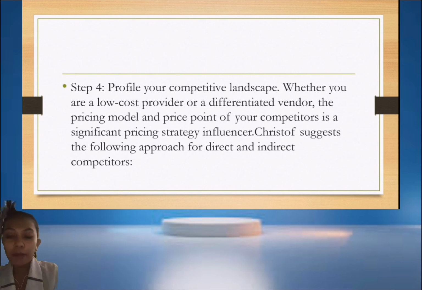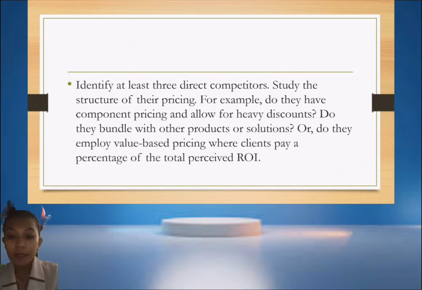Whether you are a low-cost provider or a differentiated vendor, the pricing model and price point of your competitors is a significant pricing strategy influencer. Christoph suggests the following approach for direct and indirect competitors. Identify at least 3 direct competitors and study the structure of their pricing. For example, do they have component pricing and allow for heavy discounts? Do they bundle with other products or solutions? Or do they employ value-based pricing where clients pay a percentage of the total perceived ROI?